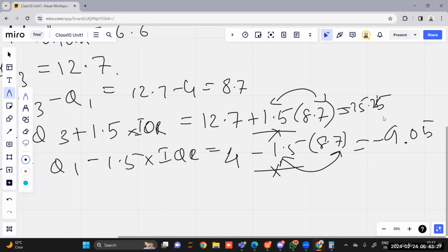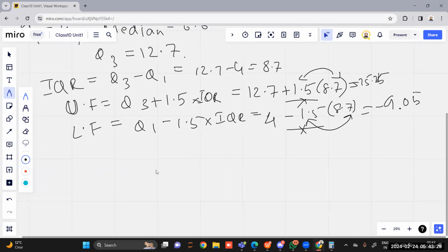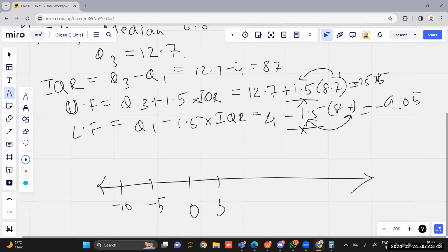So we need to take the values on the graph. I'll take a big scale. I'll start from, I think, minus 10, and take an interval of 5 here: minus 5, 0, 5, 10, 15, 20, 25, and 30. So minus 9.05 will be near about this line. This is the upper fence.